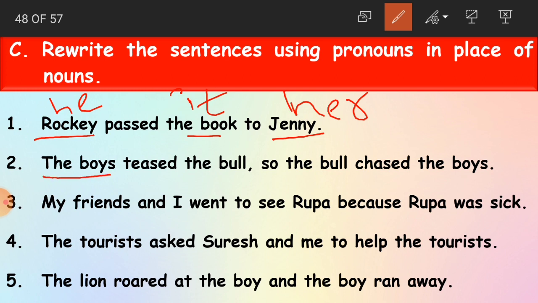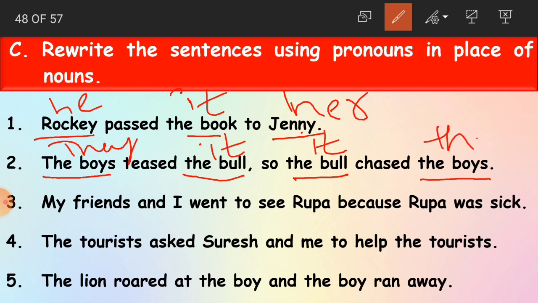Like this. Here what is the noun? The boys teased the bull, so the bull chased the boys. We have to change all this. The boys, they. You will get all types of pronouns here. Maximum all types of pronouns we have learnt you will be getting in this exercise. They teased it, so it chased them. So these are all personal pronouns.